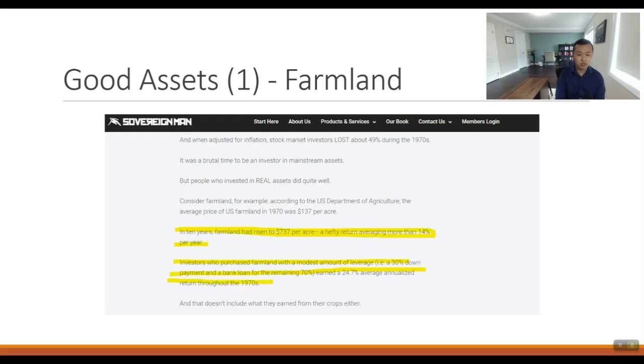Investors who purchased farmland with a modest amount of leverage, a 30% down payment and a bank loan. So the 737 over 137 is 14%, which is basically the project IRR, the project rate of return. It's not levered, because a portion of this money is financed by bank financing that has a much lower interest. So on the equity side, you're looking at a 24.7% average annualized return. Wow, for 10 years, 25% return every year for 10 years.